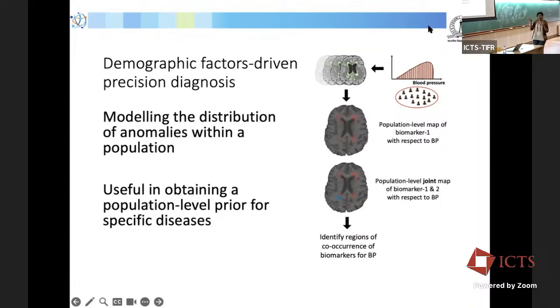And not just one biomarker. For example, there could be ischemic lesions and also hemorrhagic lesions. There are different types of lesion biomarkers. So what can we say about the co-occurrence or the joint map of these lesions? So we can say that these pathologies are co-occurring for this type of risk factor. Age could be one, blood pressure could be one, presence of diabetes. So what can we say about the interactive effect of these lesions?